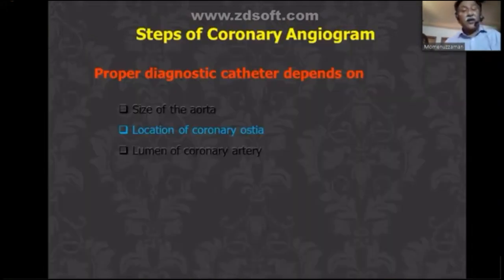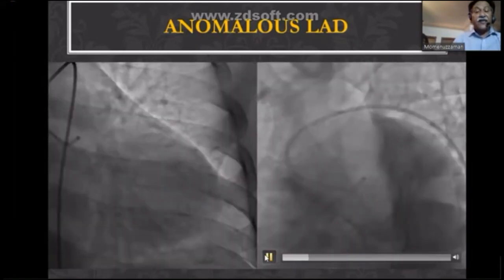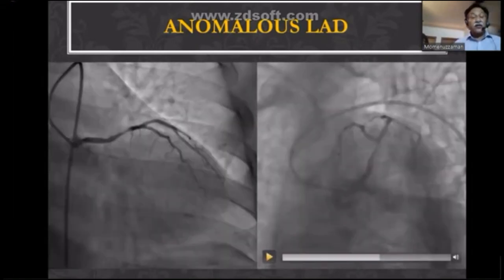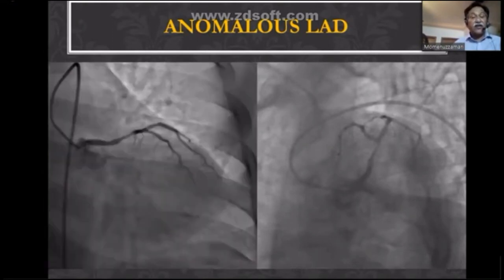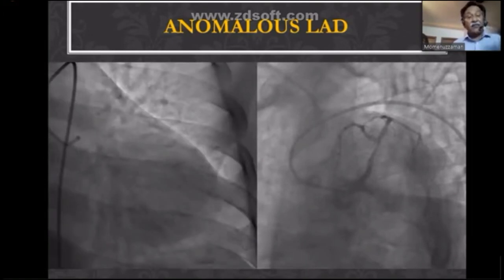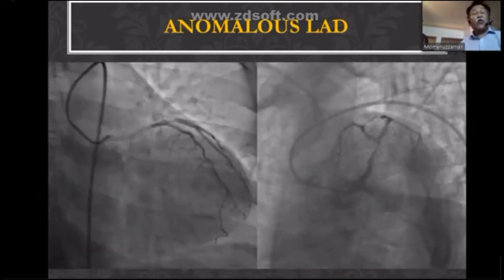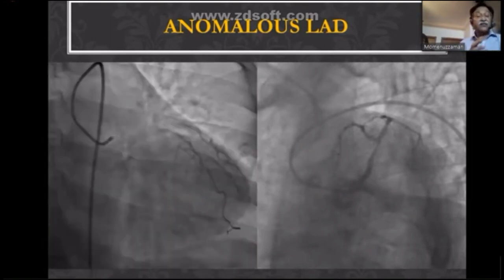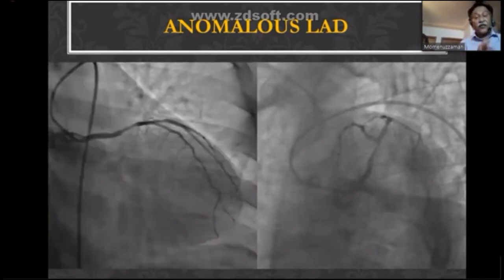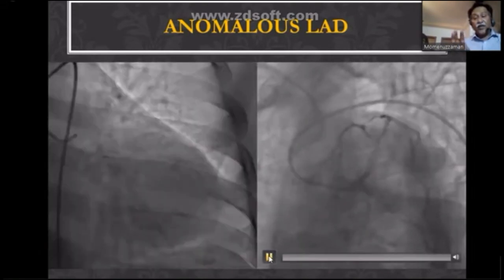Sometimes the location of the coronary artery may not be where it usually is. Say for example, in this situation the left coronary artery appears to originate a little bit higher, and you are not seeing the circumflex. Here, a 3.5 catheter will also not fit. So you will need a one size smaller catheter, like a 3, that will fit nicely coaxially. And if you see on the caudal view, it is nicely coaxially placed.